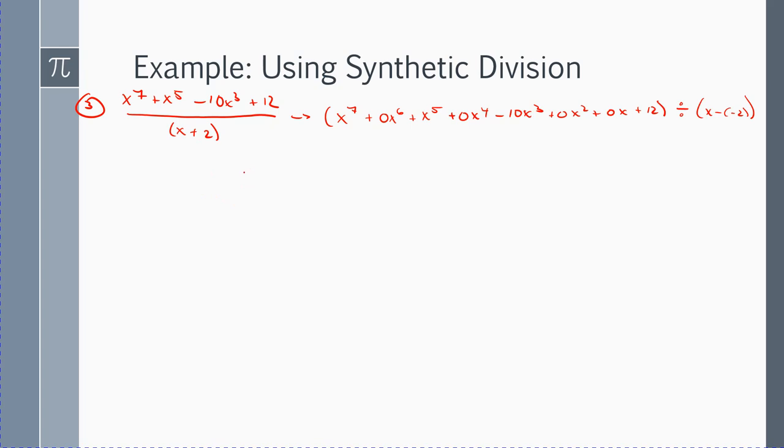All right, so let's set up the synthetic division. A lot to do. So my c is minus 2. And now let me bring down the coefficients. It would be 1, then a 0, then a 1, then a 0, then a minus 10, then a 0, then another 0, and then finally a 12.